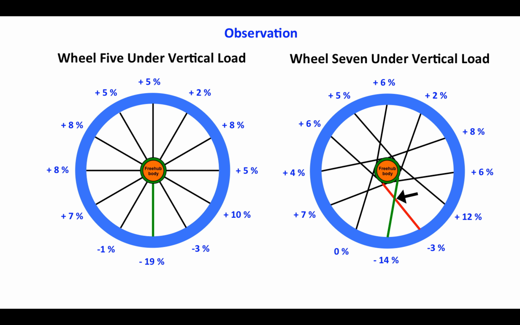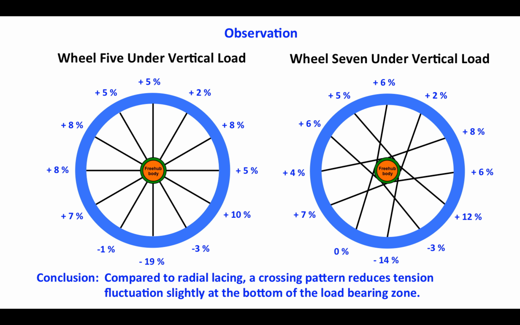However, the problem is that my crossing spoke is already rapidly losing tension as it itself gets near the load-bearing zone, so the change in the tension of the green spoke is not reduced very much. And that allows us to make this conclusion: compared to radial lacing, a crossing pattern reduces tension fluctuations slightly at the bottom of the load-bearing zone.